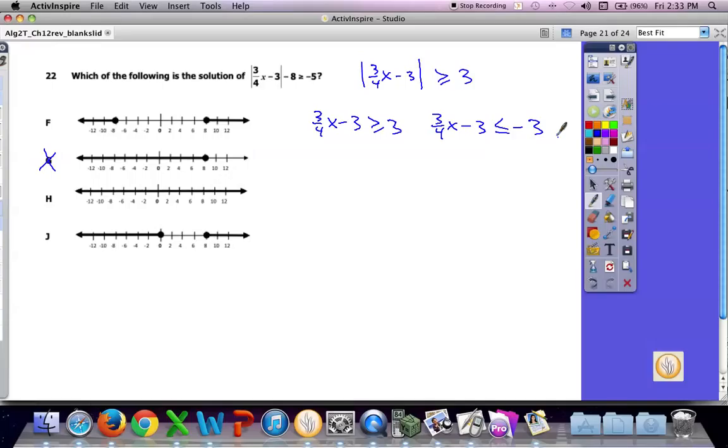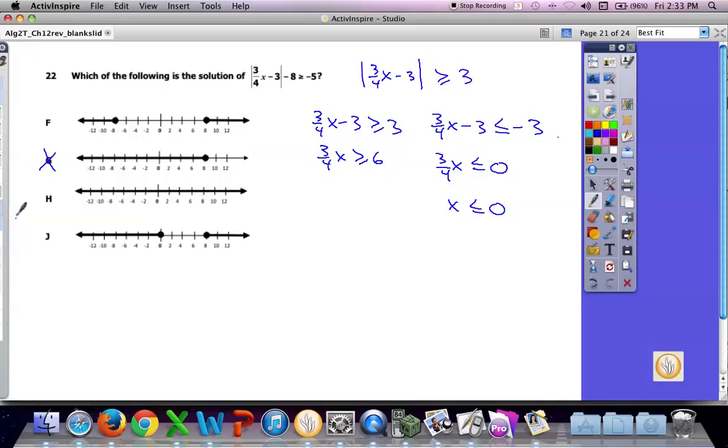Okay, then now there's no more absolute value. So just solve for x, add 3. 3/4 x is greater than or equal to 6. 3/4 x is less than or equal to 0, which means x is less than or equal to 0. At that point, you could pick out which one is right. It's going to be J.